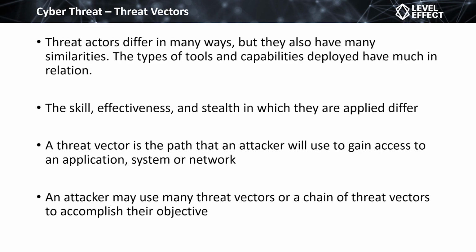That could be sending somebody an email. That can be a misconfigured server. That can be a known vulnerability on a physically or publicly accessible appliance. Whatever it is, they can take advantage of that, and that was the vector that they gained access. One thing to note, an attacker may use many threat vectors or even a chain of threat vectors to accomplish their objective.